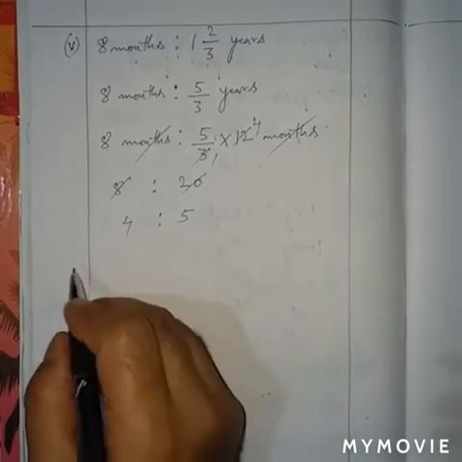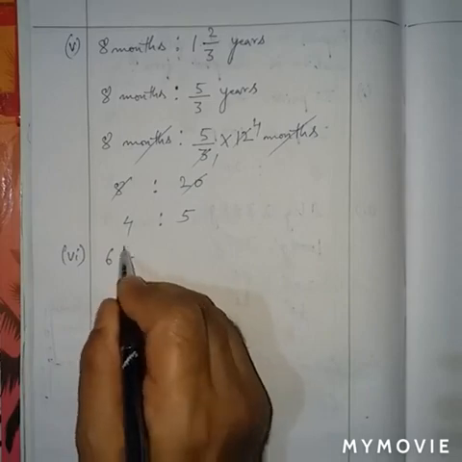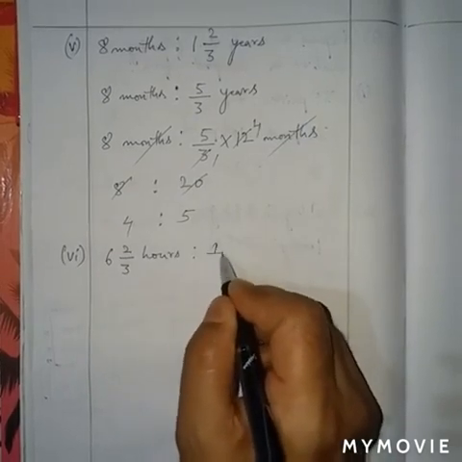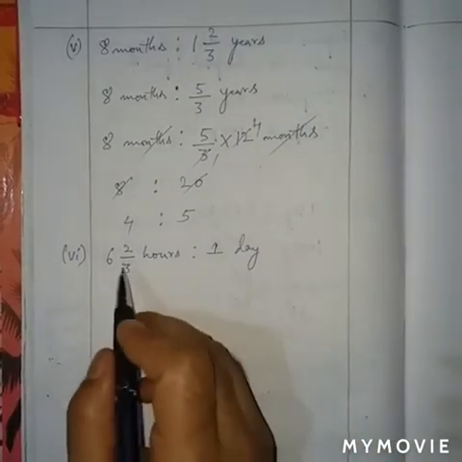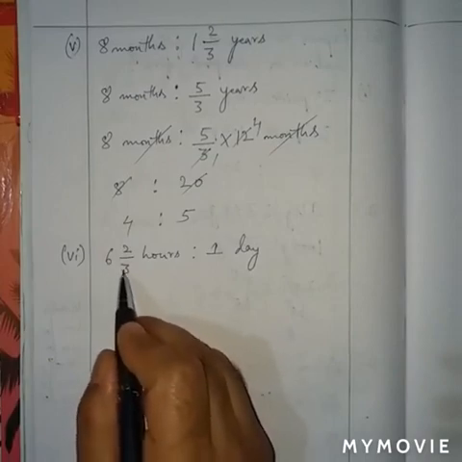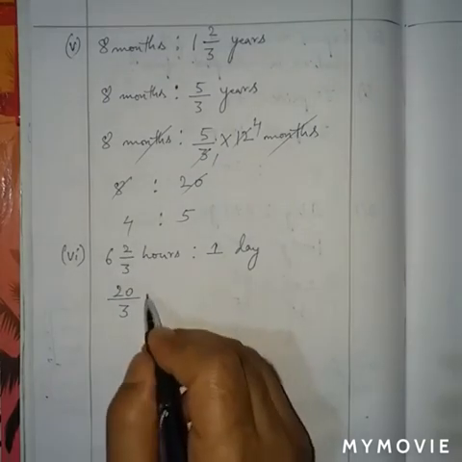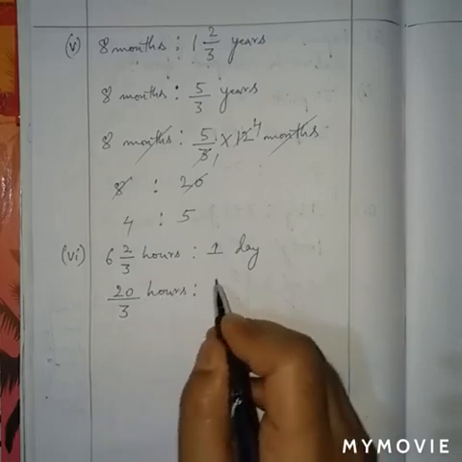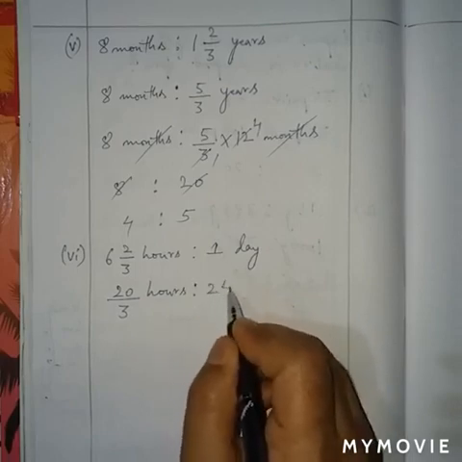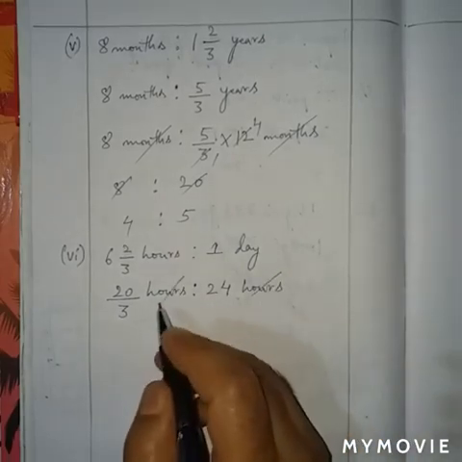Now next question we are going for is 6. 6 whole 2 by 3 hours is to 1 day. Now this mixed fraction, let us convert it into improper fraction at first. 6 3s are 18, 18, 19, 20. 20 by 3, this is hours. And we know that in one day there are 24 hours. We can write one day as 24 hours. Hours and hours get cancelled.